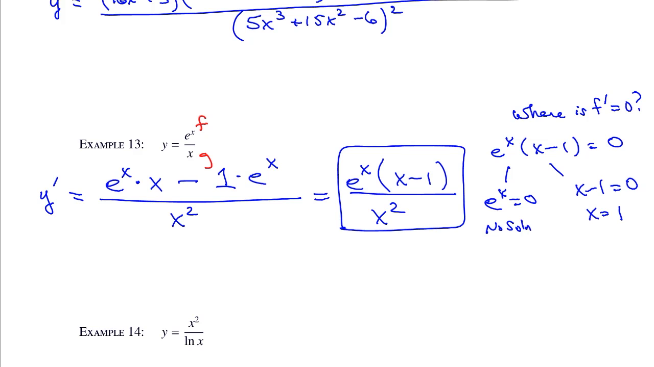Remember that the graph of e to the x is this exponential curve, and it never equals 0. It has a horizontal asymptote at 0, and it just slides in there, but it's always positive. So anytime you set e to the x equal to 0, that's not going to result in a solution. So what is the only 0 here? It's just x equals 1.